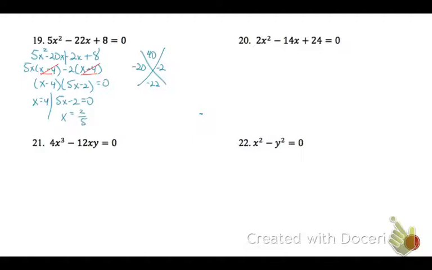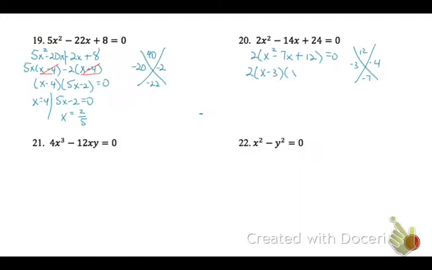Always be on the lookout for a greatest common factor, and so on number 20, notice that you can factor out a 2. Then we're left with a level 1 factoring problem. So x squared minus 7x plus 12. Two numbers that multiply to give you 12 and will combine to give you negative 7. So think of the factors of 12. 1 and 12, 2 and 6, 3 and 4. There we go. And if we make them both negative, our signs will work out.